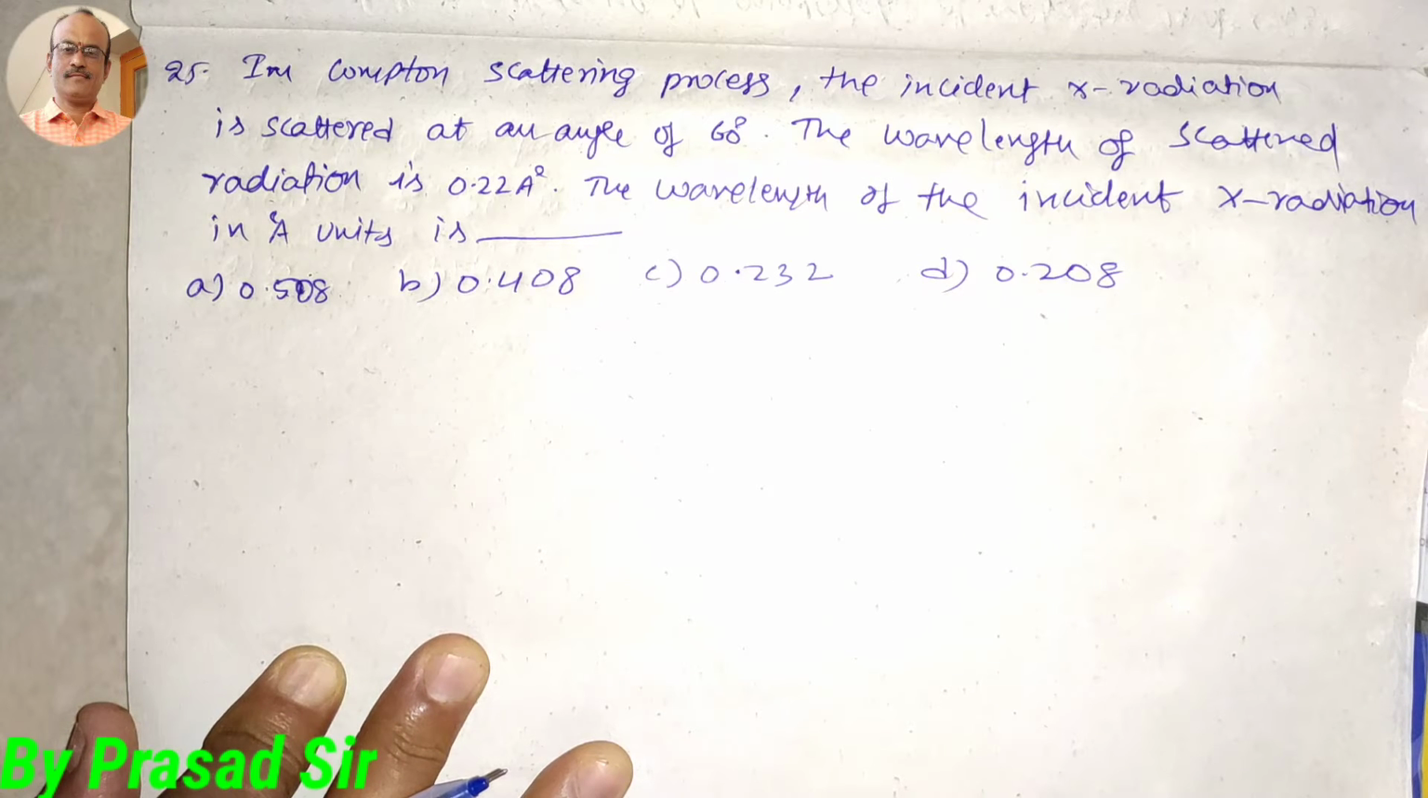Now the question number 25. In the Compton scattering process, the incident X radiation is scattered at an angle of 60 degrees.